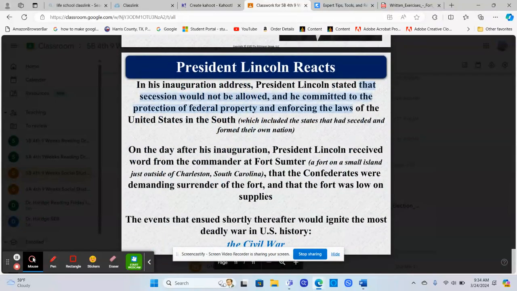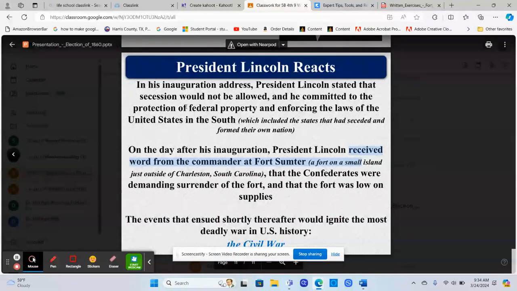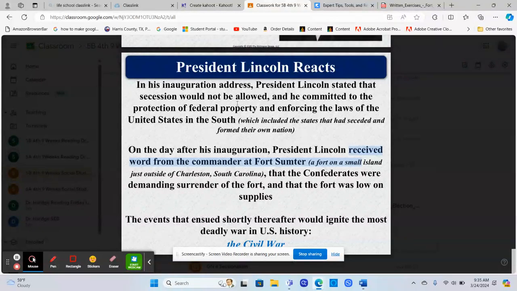President Lincoln reacts. Now we're at President Lincoln reacts. In his inauguration address, President Lincoln stated that secession would not be allowed, and he committed to the protection of federal property and enforcing the laws of the United States in the South, which included the states that had seceded and formed their own nation.